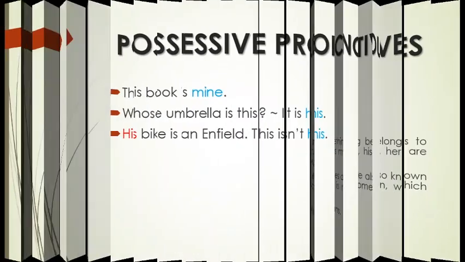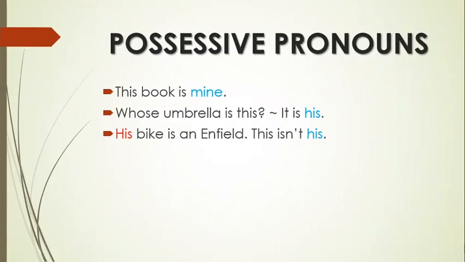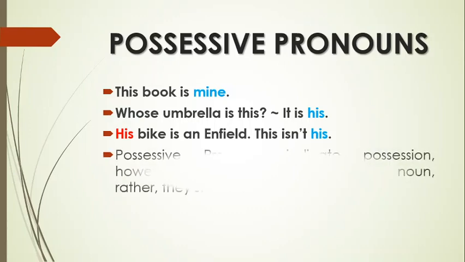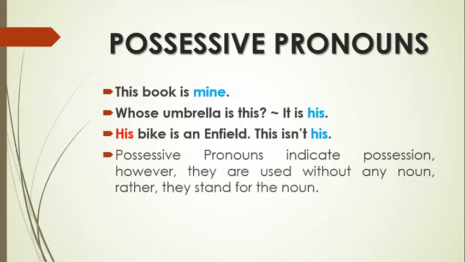Now let us come to possessive pronouns. This book is mine. Whose umbrella is this? It is his. His bike is an Enfield. This isn't his. Possessive pronouns indicate possession. However, they are used without any noun. Rather, they stand for the noun.